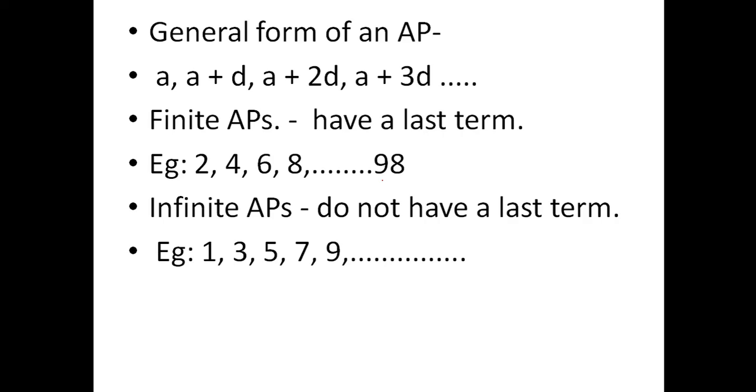A finite AP means the last term is known. The example I have given is a list of even numbers below 100. We can find out that 98 is the last term for that list. So that is a finite AP. Next is an infinite AP. It will not have a last term. For example, the list of odd numbers. There is no end for odd numbers; it will keep on going.